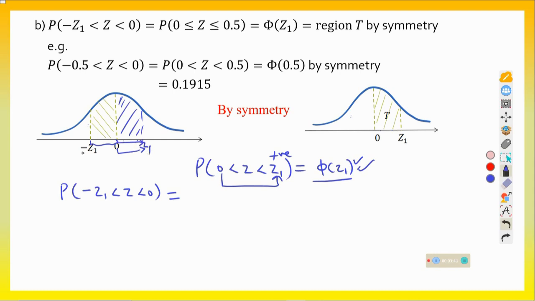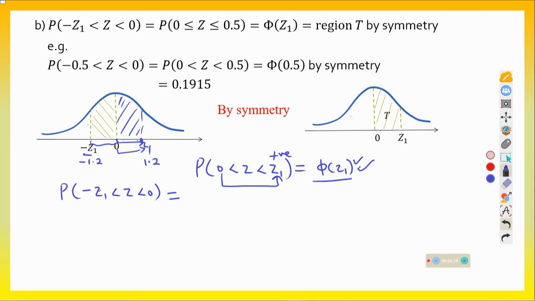If this is z1, this is negative z1. For example, if this is negative 1.2, and from here up to here is 1.2, then the probability here will be the same as the probability from here up to this given point. Instead of looking at the negative z values in the table, since we are dealing with positive z values, we shall first eliminate this negative. And how do we do that? We use what we call the properties of symmetry.